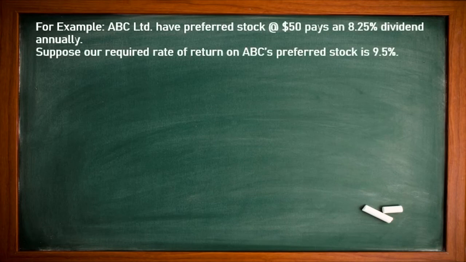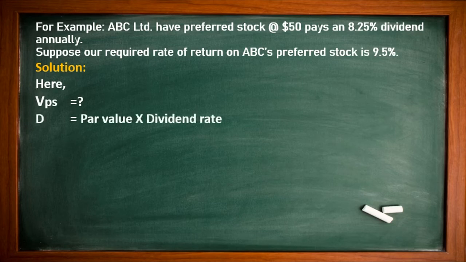ABC Limited has preferred stock of $50, which pays an 8.25% dividend annually. Suppose our required rate of return on ABC's preferred stock is 9.5%. Let's go for the solution and first deliver the formula. Here VP0 means the value of preferred stock we need to calculate. D is the dividend, that is par value multiplied by dividend rate. So we need to know the dividend amount. Par value is 50 and dividend rate is 8.25.